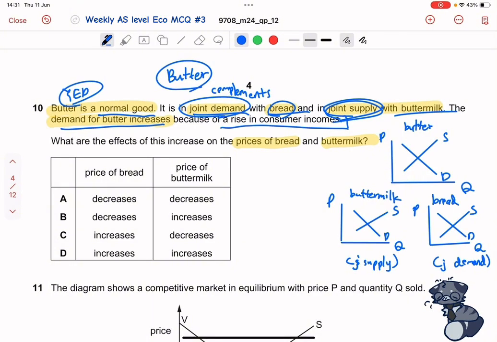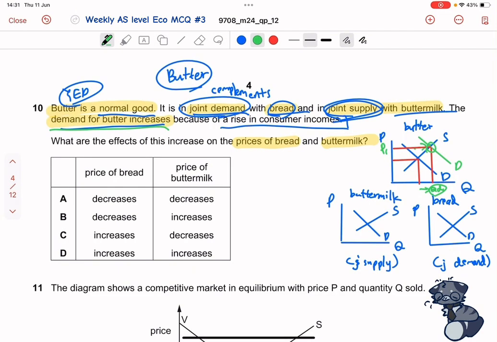Right, so what happens again? The demand for butter increases. So the demand curve shifts to the right because demand increases. Now let's see what happens. If the demand for butter increases, look at that, the equilibrium price increases, and the equilibrium quantity demanded and quantity supplied both increase. So this is the new Q, this is the new P. The equilibrium quantity increases.